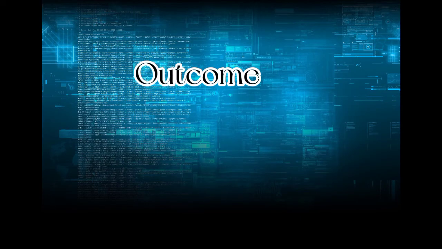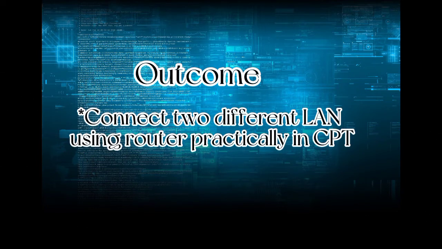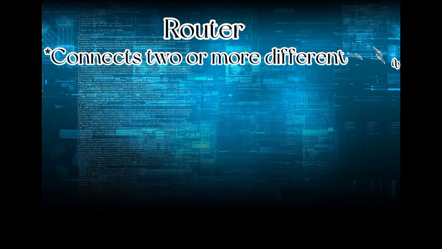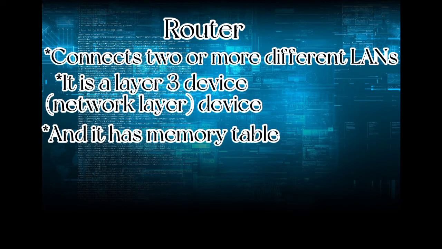In the previous lecture, we understood how to connect two different local area networks using a router theoretically. And now we will see how to connect two different local area networks practically using CPT. A router is a device that connects two or more different local area networks. It is a layer 3 device that operates in the network layer, and it has memory, where it stores the routing table.